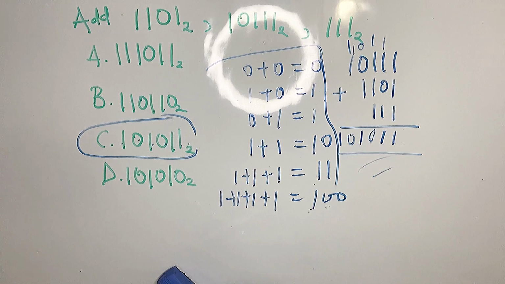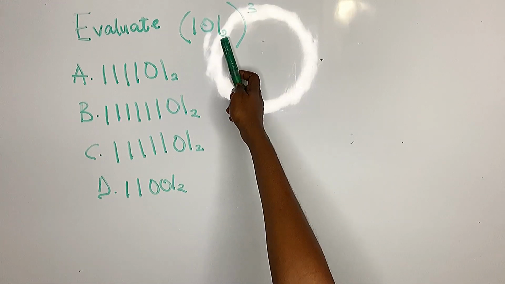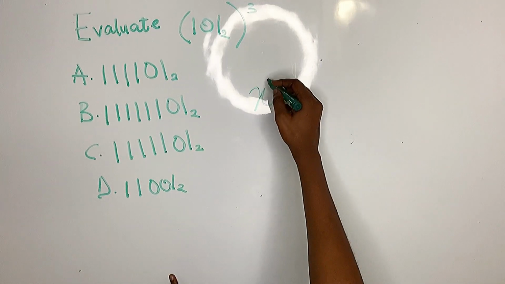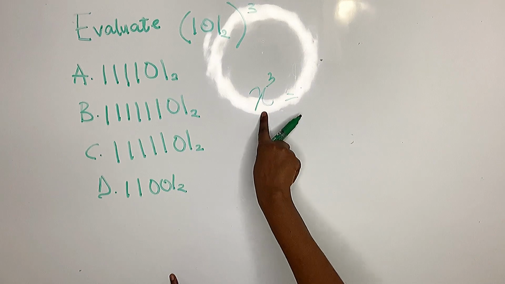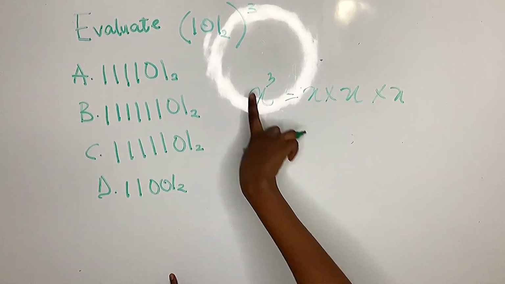All right, so we have a question here. It says 101 base 2 cubed. Whenever a value is raised to the power of 3, it means that we're multiplying that value by itself 3 times. So we have x times x times x. And that's exactly what this is asking us to do.